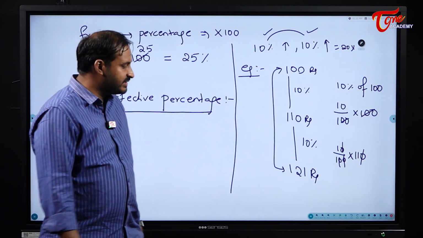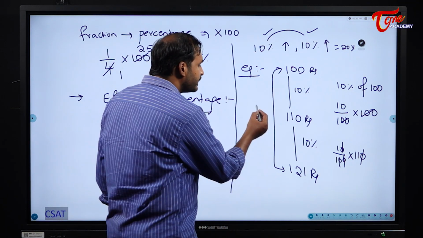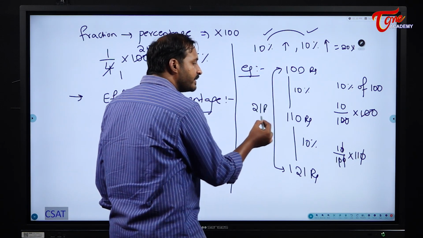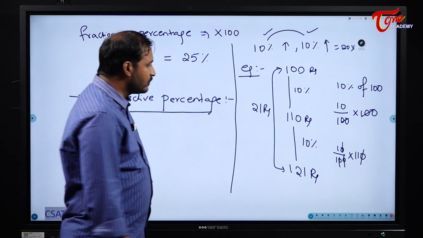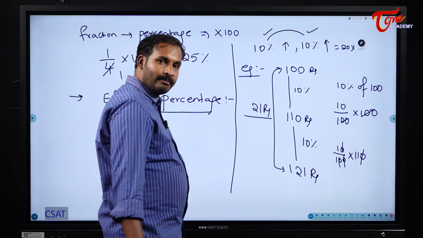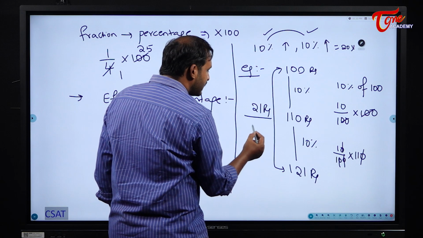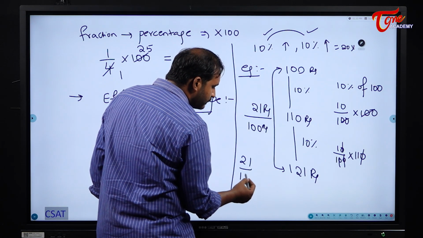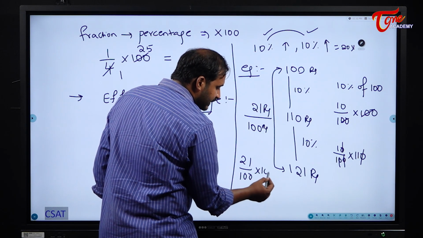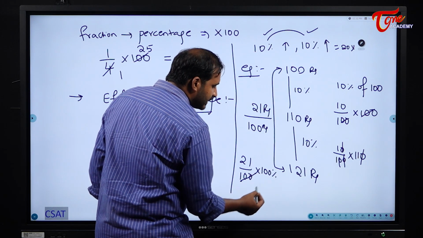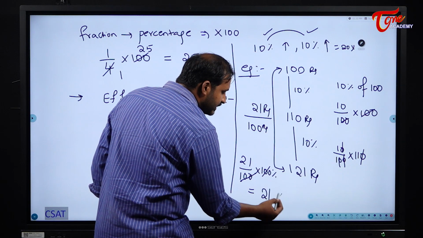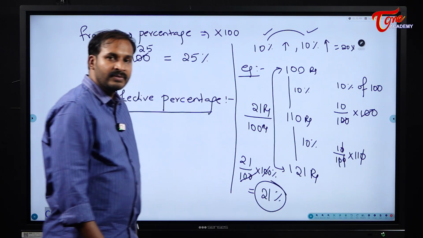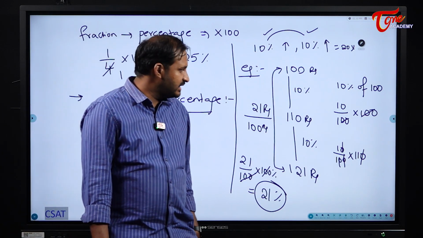What is the change in its value? 21 rupees. So 21 by, what is the actual value for us here? 100 rupees. So 21 by 100 into 100%. So 100 will get cancelled, and what is the change in his salary? 21%. The change in his salary is 21%.